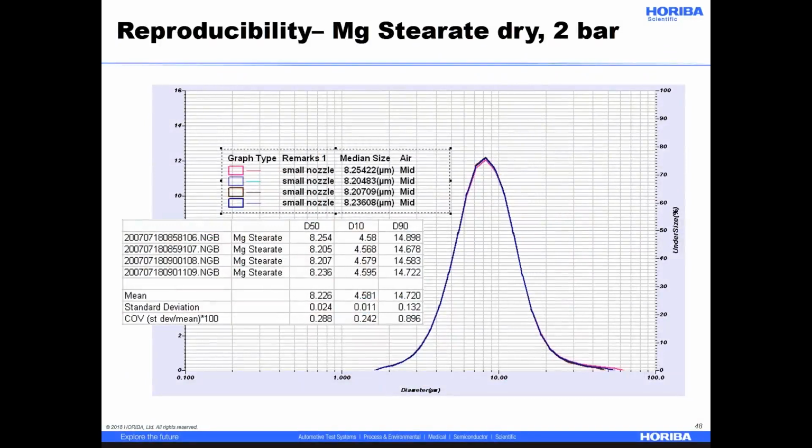When your method's on point and your system is on point, then you're going to have nice, tight, reproducible results. This is magnesium stearate, run dry at 2 bar. I have 4 measurements with a mean D50 of 8.2 microns and a coefficient of variation of 0.3%. D10, mean value of 4.6, coefficient of variation of 0.24%, and D90, 14.7 microns, coefficient of variation of 0.9%. This also isn't using the same sample, it's good splitting as well. You get the same results over and over.